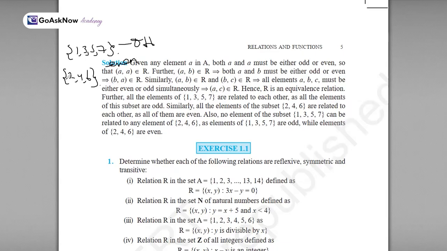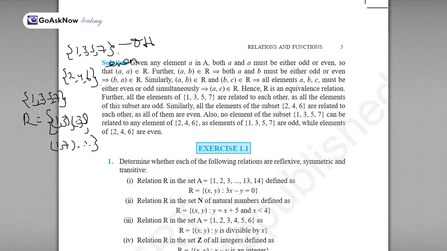Okay, and it is also telling that all the elements of 1, 3, 5, 7 are related to each other. Yes, all the elements are related to each other, because in the relation we have seen that 1 comma 3 is present there, 3 comma 5 is also there, 1 comma 7 is also there, and so on. All the elements of these are odd, and the ordered pairs of these must be present in the relation capital R. So these all are related to each other.